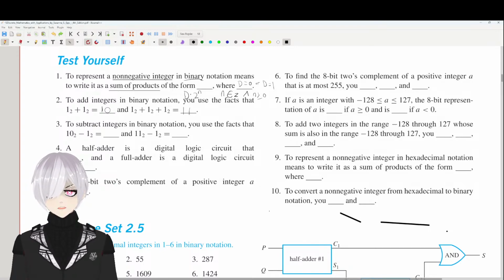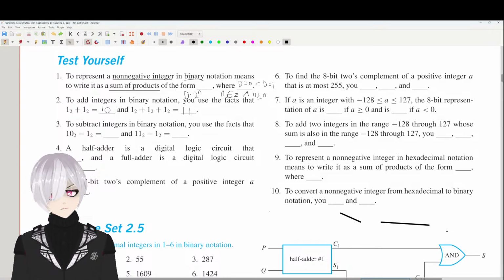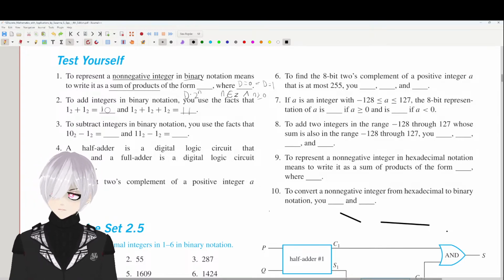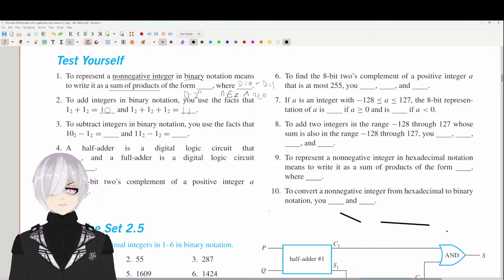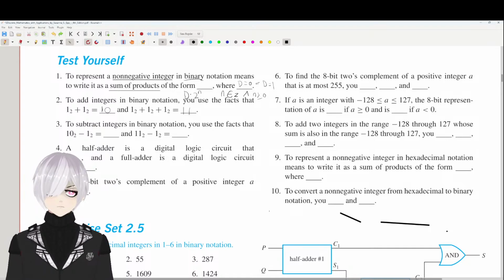It says to add integers in binary notation, you use the facts that, it's just that wording is not as clear as saying what's the binary representation of these sums. Yeah, it could have been easier. It could have been done better, but I guess when you're adding any integers in binary notation, these facts are useful, is what they're getting at.